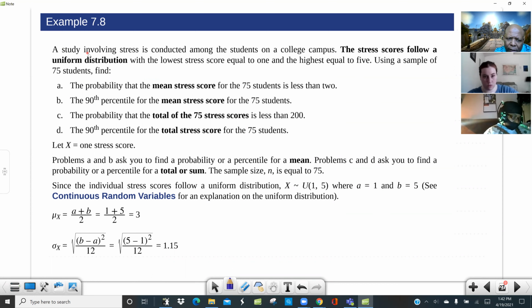A study involving stress is conducted among the students on a college campus. The stress scores follow a uniform distribution. Yeah, you had that. The stress levels follow a uniform distribution with the lowest score of 1 and the highest score of 5. So in other words, X from chapter 5.